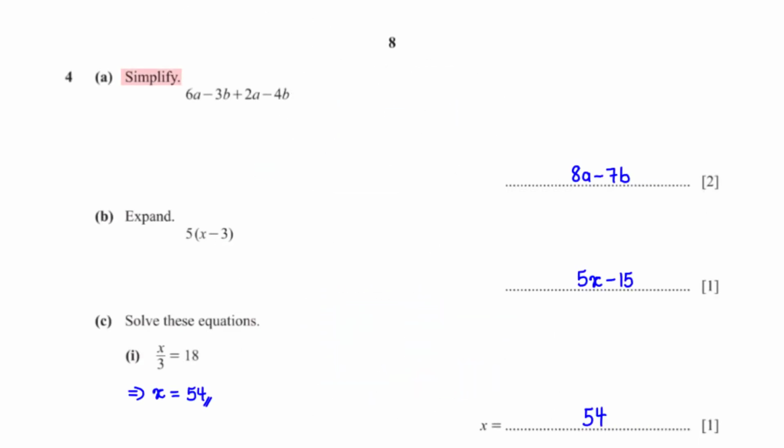Simplify 6a minus 3b plus 2a minus 4b. When we group like terms, 6a plus 2a is 8a, minus 3b minus 4b is minus 7b.